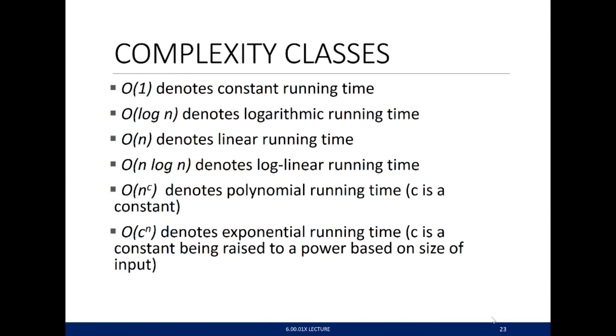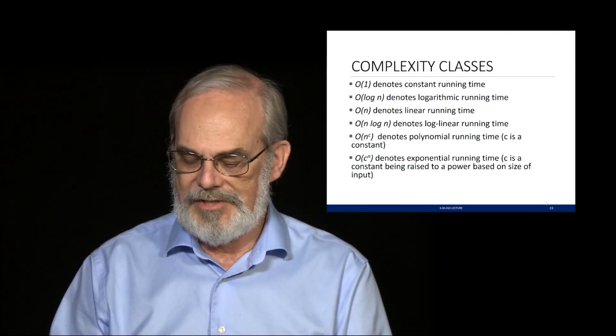So we'll see examples of order 1, or constant running time complexity; order log n, logarithmic; order n, linear; order n log n, often referred to as log linear; order n to the c, which is polynomial, where c is a constant, so n squared would be quadratic and n to the third would be cubic; and finally order c to the n, where c is a constant, which is an exponential running time algorithm, and the most expensive of the classes that we are going to deal with. Let's start with the simple ones first.